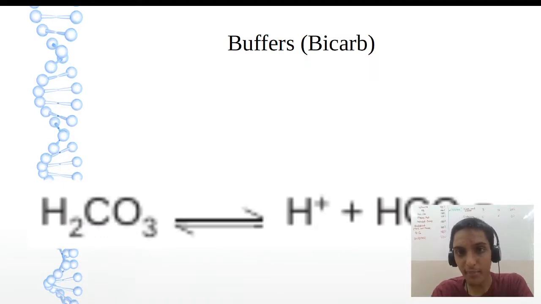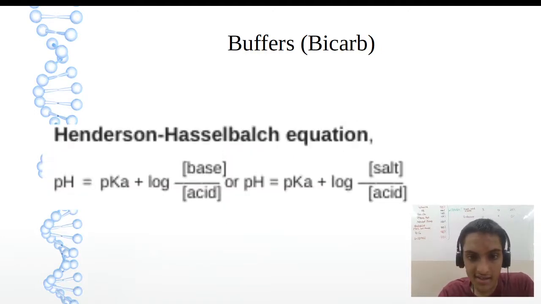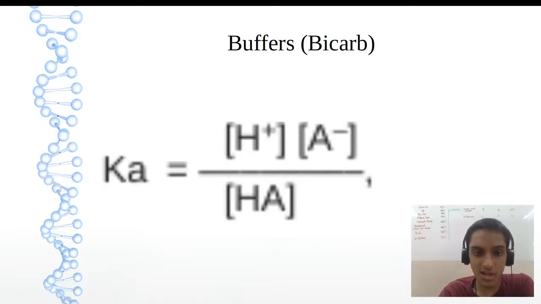First, identifying the bicarb buffer. It's a combination of weak acid, carbonic acid, with a strong base or a conjugate base. As you are seeing here, the ionic dissociation of carbonic acid is happening. It's a reversible process. Now, we will discuss two important laws. One is the law of mass action, as you can see, and another is the Henderson-Hasselbalch equation, as you can see. So first, the law of mass action.